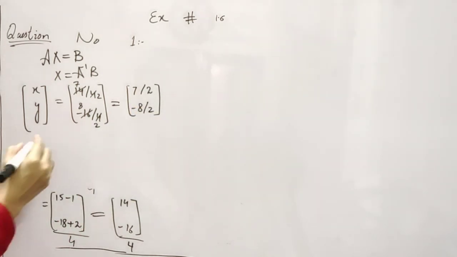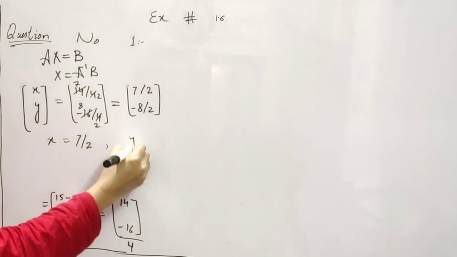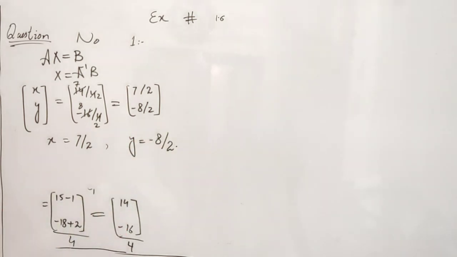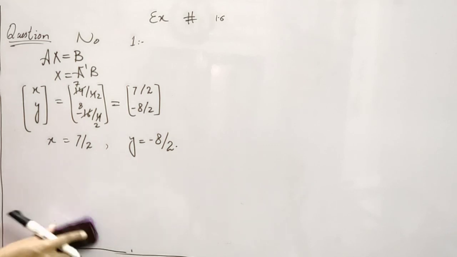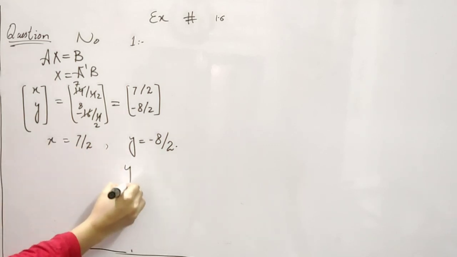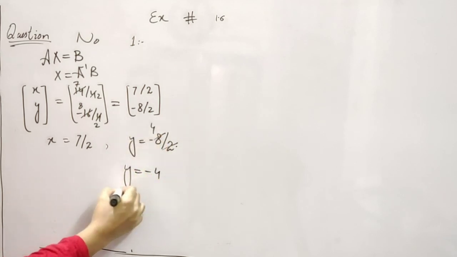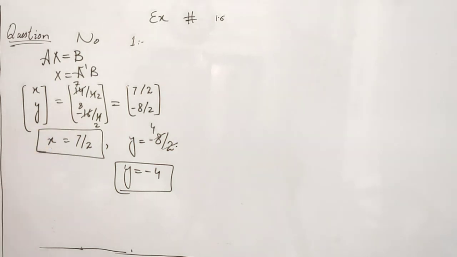So from here we can say that x is equal to 7 by 2 and y is equal to minus 8 by 2. This is the answer of the second part of question number 1. So y is equal to, 2 4s are 8, y is equal to minus 4. These are the values of x and y. Now we will solve the next part in our next video.